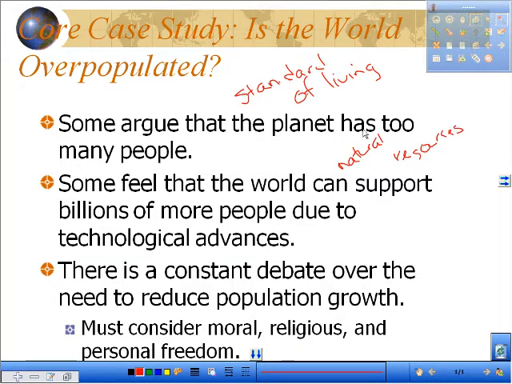So the standard of living would impact hygiene, medicine, how much space does each person have to call their own, stuff like that. The natural resources is something that, yes, with technology we can put a whole bunch more people on the planet, but would there be giraffes still? Would there be whales still? Would there be all the natural resources, the biodiversity that we've come to count on? And how would the planet have changed over time with those billions of more people?